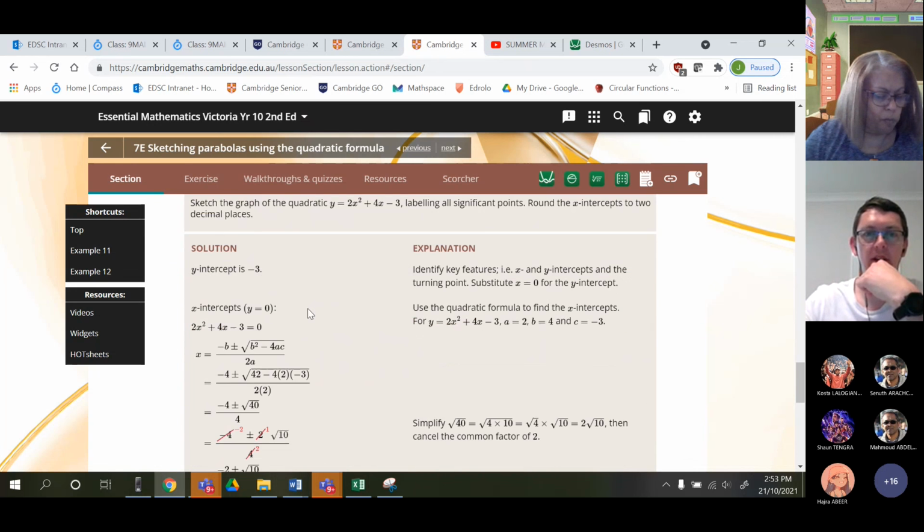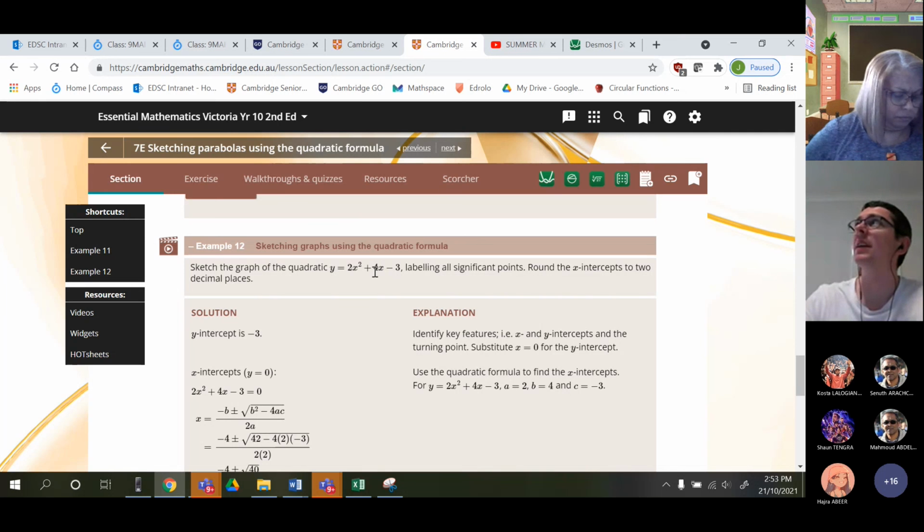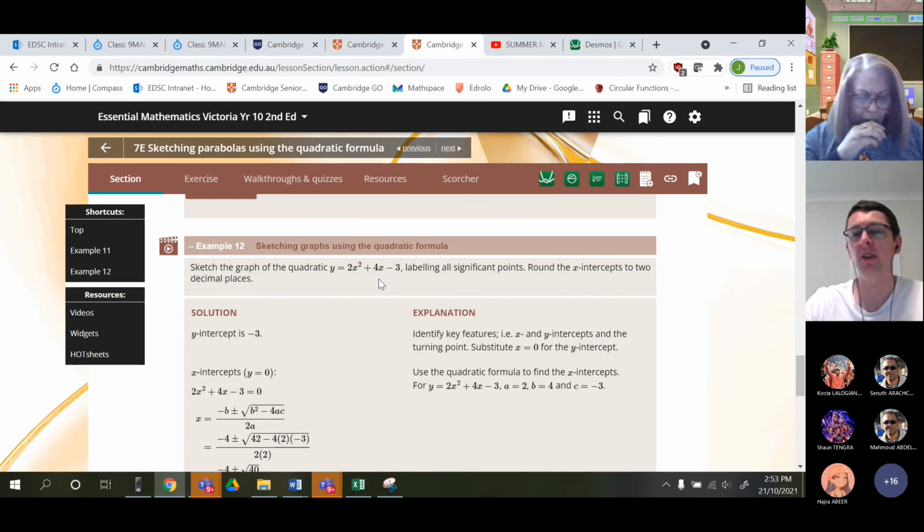Sketching graphs using the quadratic formula. So if we want to sketch this, okay, I'd go, okay, 2 times 3 is negative 6. Negative 6 sum of 4. That would be, I can't do that, right? First I'll be looking at it, can I take a common factor? No. Can I easily factorize this? No. Okay, I could either do the quadratic formula or I could do completing the square. Completing the square will always work.